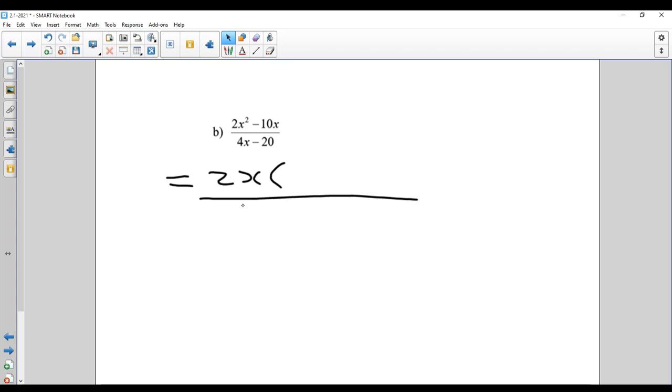Would be what? Good. Everybody hopefully accepts those 2 factors.